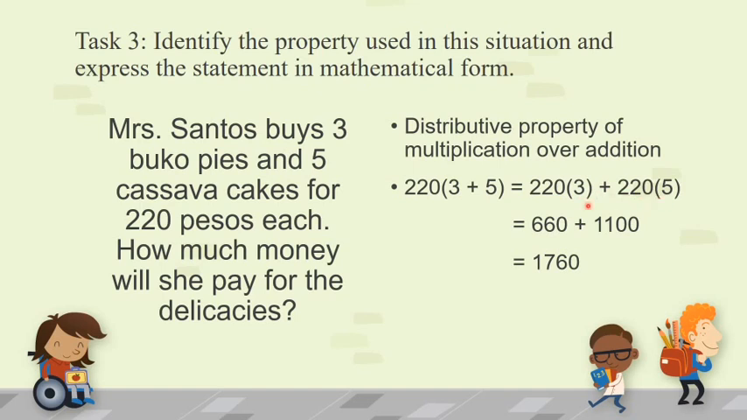And simplifying it, we will have 220 times 3, which is equal to 660, plus 220 times 5, which is equal to 1,100. And 660 plus 1,100 is equal to 1,760. Now, how much money will she pay for the delicacies? So, we have 1,760 pesos.